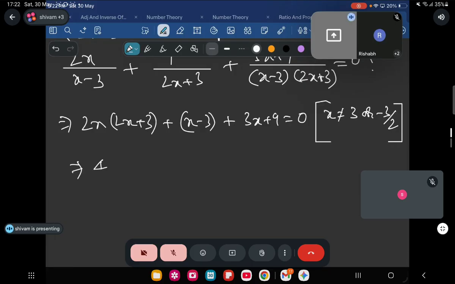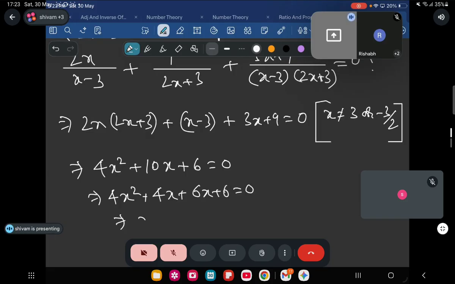What do we get? 4x square plus 2x into 3, 6x, plus 3x, 9x, plus x, 10x. Minus 3 plus 9 is plus 6, equal to 0. So we get 4x square plus 4x plus 6x plus 6 equal to 0. Over here, x will be equal to minus 1, comma, minus 3 by 2.